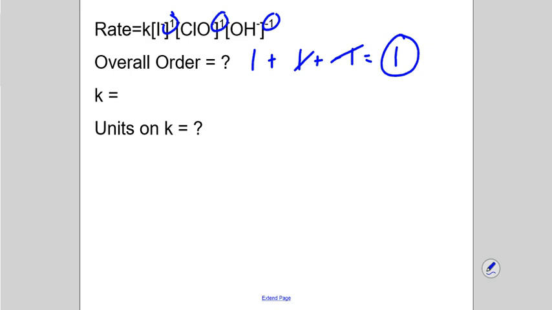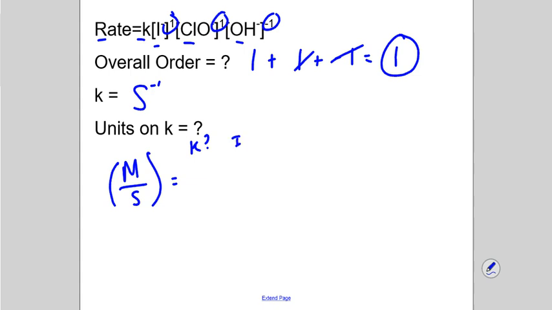Since the overall order is first, units on K are going to be seconds to the negative first. The way that I can figure that out, so we have rate equals K times this, this, and this. So the units on rate are going to be concentration over seconds. So I know that's what all of these 4 factors multiplied together unit-wise have to combine to make. So I'm trying to figure out what K would be. So K is my question mark. I know what the units on everything else is.